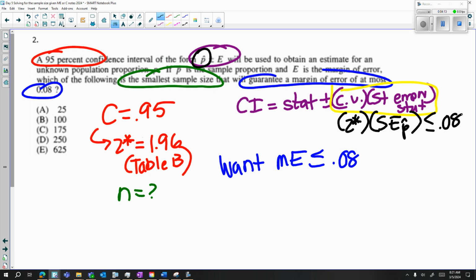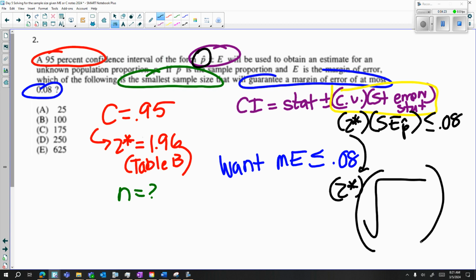So I'm going to just fill in the blank here. Maybe put this up a little bit. So I'm going to do z star times the square root of, what's the formula for standard error of p hat? p hat times 1 minus p hat over n. And then we're going to set that to be less than or equal to 0.08.